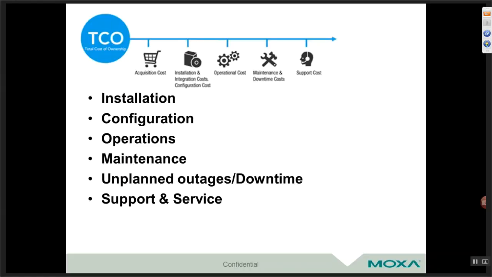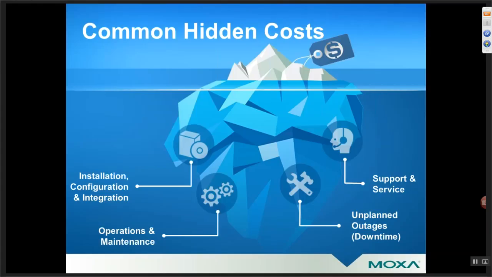Probably the biggest one that we talk about is unplanned outages or downtime and the costs associated with that. And then one of the costs that tends to sneak up on people is the cost of support and service. And so now we'll move into some of the hidden costs that we typically see.